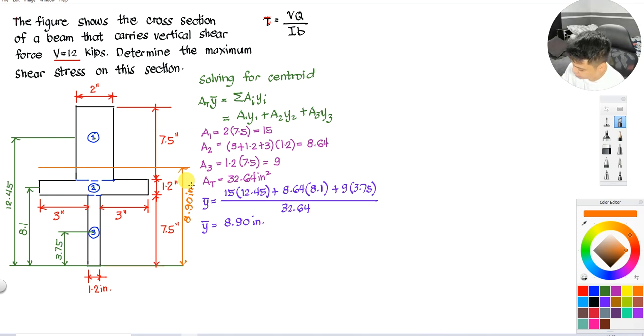So, sa moment of inertia, kailangan alamin natin kung nasaan yung ating mga original na centroid. Una, nandito yung centroid ng 1. Okay? Ito yung centroid ng 2 at ito yung centroid ng 3. Okay? Kailangan makuha natin ano yung mga distances niyan mula doon sa centroid ng buong cross-section.